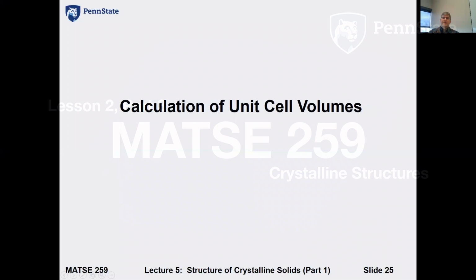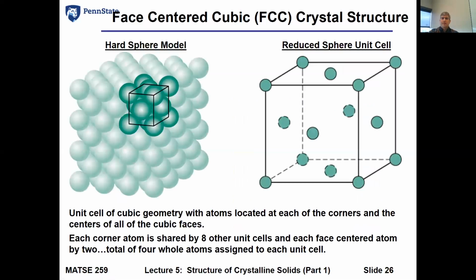This is where the calculation of the unit cell volumes is going to take place. So let's take a face-centered cubic crystal structure. We take our hard sphere model. So it has a unit cell, and the reduced sphere model is going to be a little more the common way that we're going to visualize an FCC unit cell.